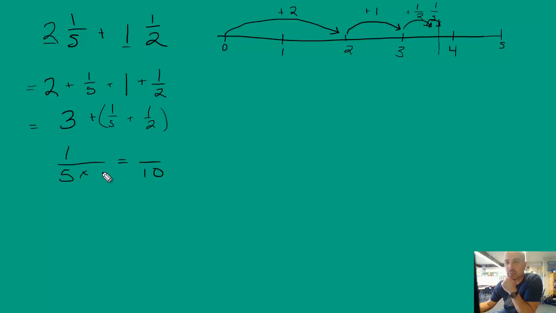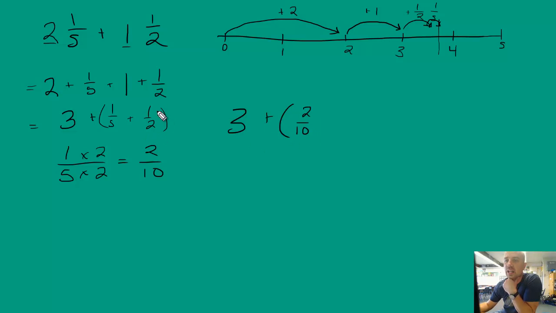I'm going to do this by multiplying the top and bottom by 2. 5 times 2 is 10, and 1 times 2 is 2, and I'm going to get 2/10. And so I'm going to rewrite this equation over here as I get more information. So this is 2/10 instead of 1/5.